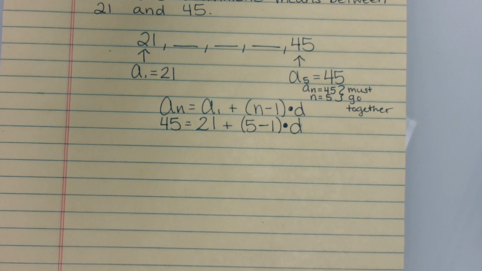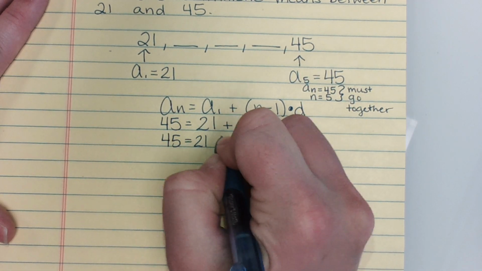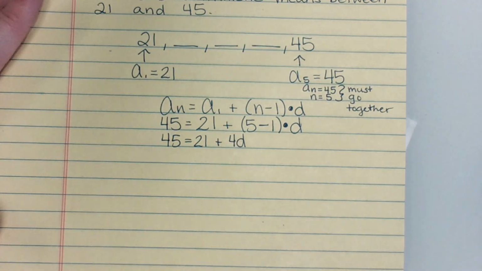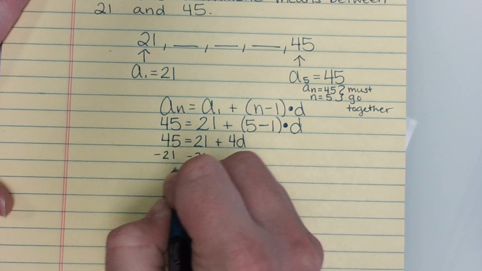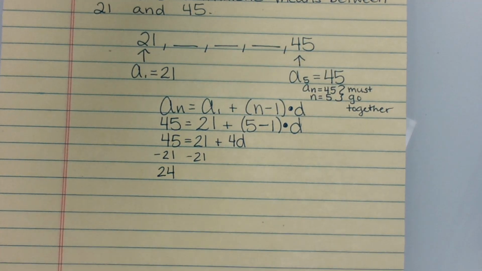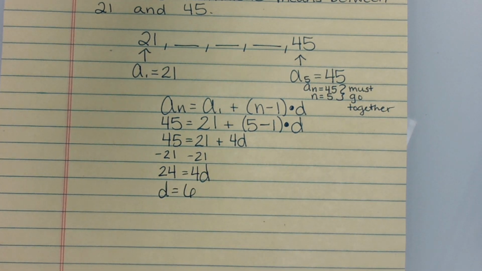Where do I start in solving this equation? Please do not distribute. Can you? Yes. Will it work? Absolutely. Is it a lot of extra work? Well, maybe not a lot, but can't I just do 5 minus 1? 45 equals 21 plus 4 times d. In other words, 4d. Minus 21. I get 24 equals 4d, therefore d is 6.